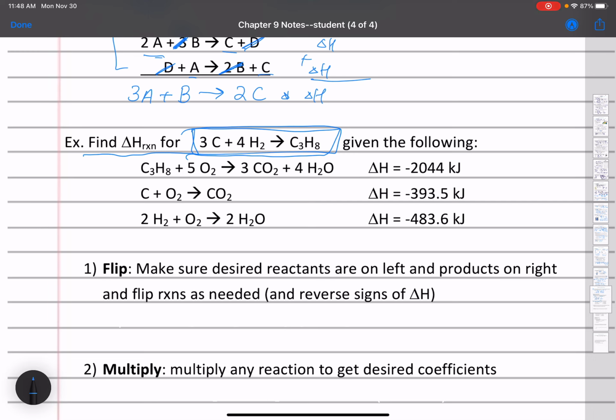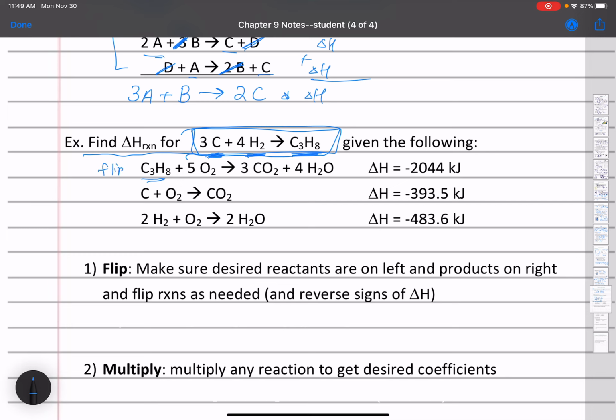The first thing I want to do is see, do any of these reactions need to be flipped? Do they need to be reversed? I want to make sure that all of the reactants are on the reactant side and the products are on the product side. So I desire carbon and hydrogen to be on the reactant side and propane to be on the product side. I'm looking at this first reaction here, and it has propane in it, but it's on the reactant side. So I want to flip this one. I'm going to need to reverse that one.